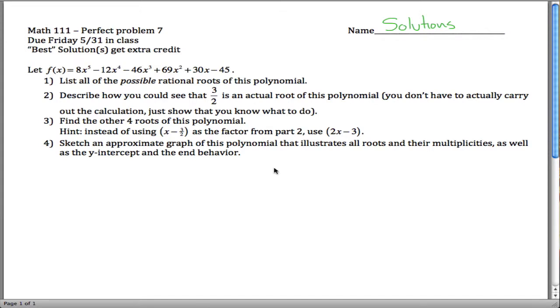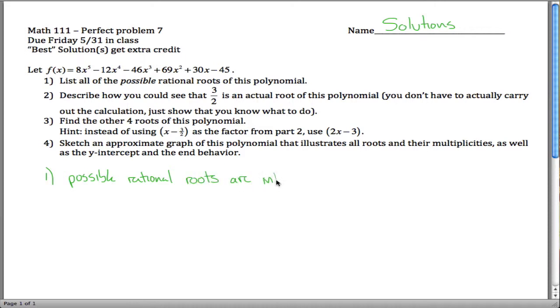All right, here are solutions to perfect problem 7 from Math 111. You're given this huge mess of a polynomial and then asked to list all of the possible rational roots of the polynomial. So not all of the roots, just all the possible rational roots. The way you do this: possible rational roots. You don't need to write this.